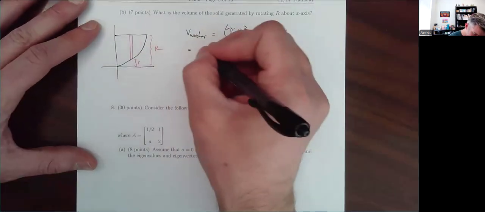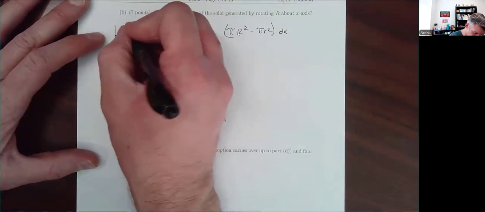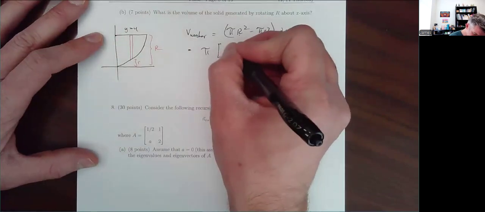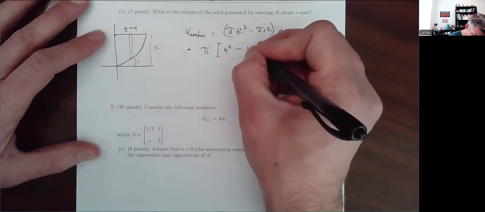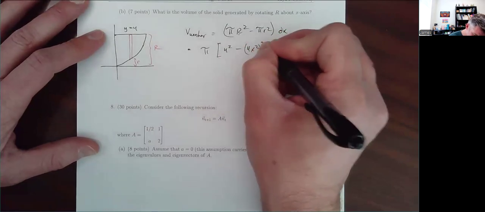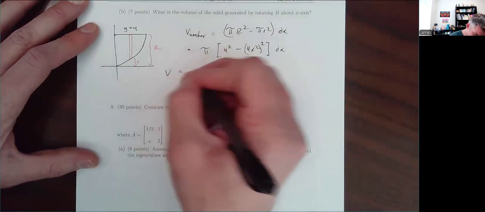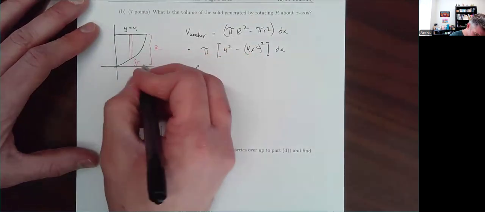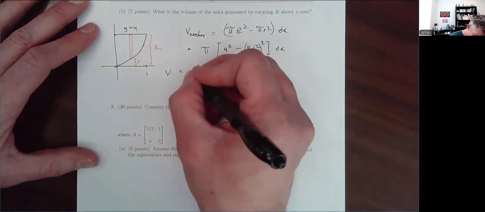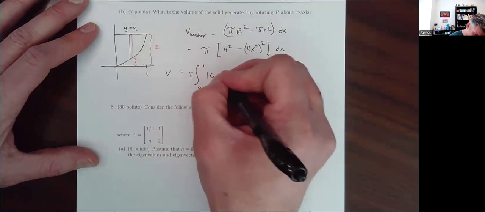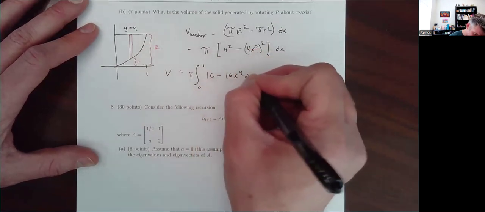In this case, the pi factors out. The larger radius is just the top function y equals 4. The smaller radius is the bottom function, which was 4x squared, because now it's in terms of x, not in terms of y. So the total volume is going to be the integral from x equals 0 to x equals 1 of pi times 16 minus 4x squared squared, which is 16x to the 4th.